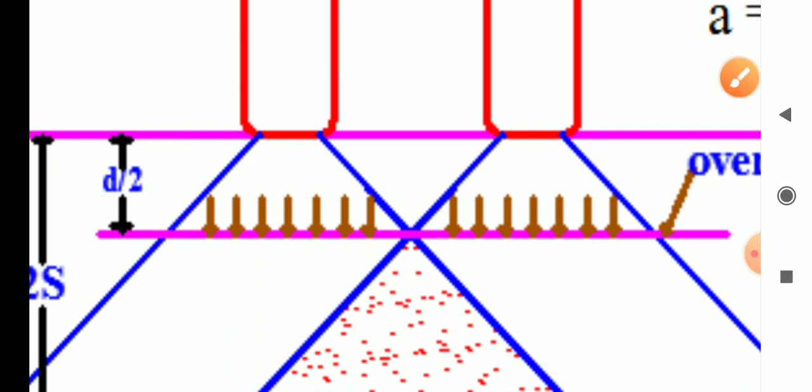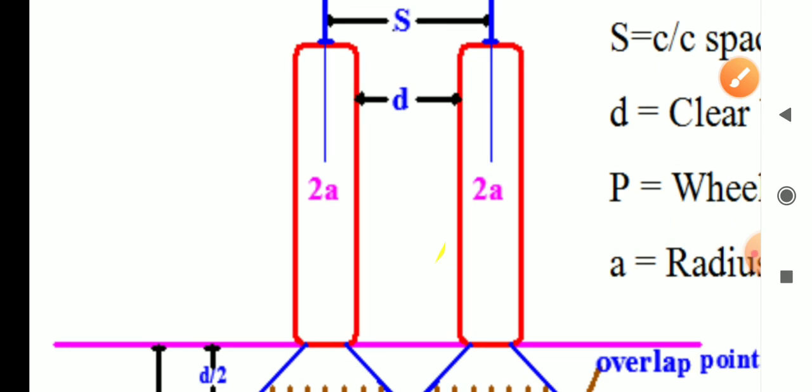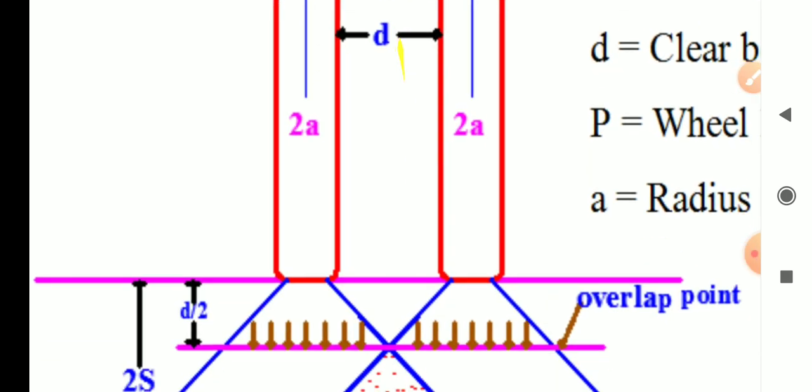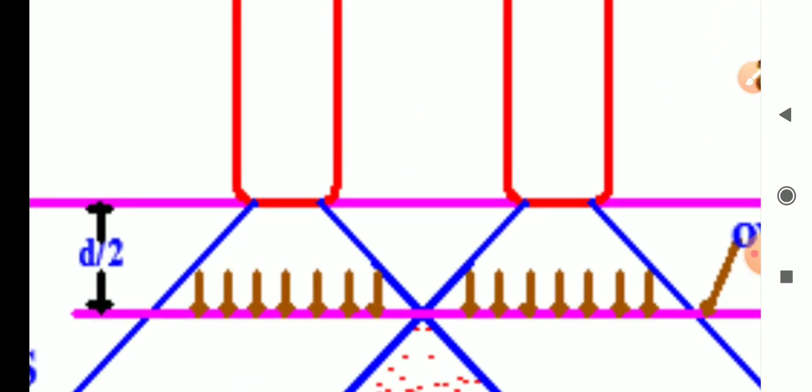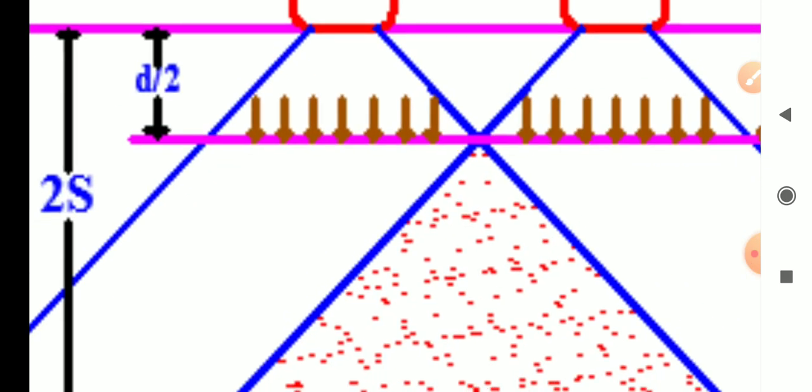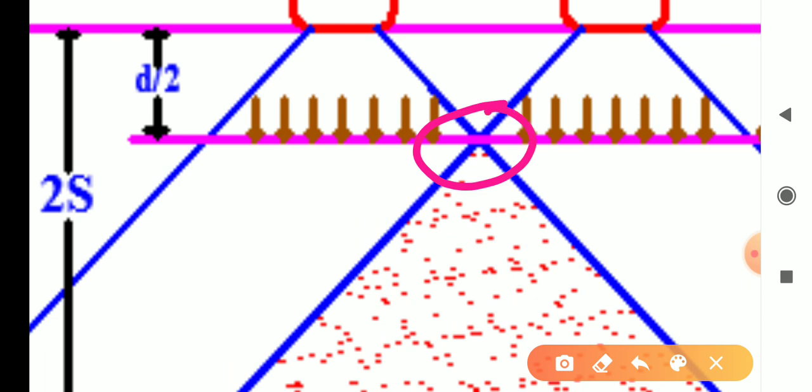So whatever single P is acting, because of that single wheel load, the stresses will act individually. Up to the d by 2 point, the stresses will act individually. Once it crosses the overlap point, we can see here the two stresses will overlap below the d by 2 point.